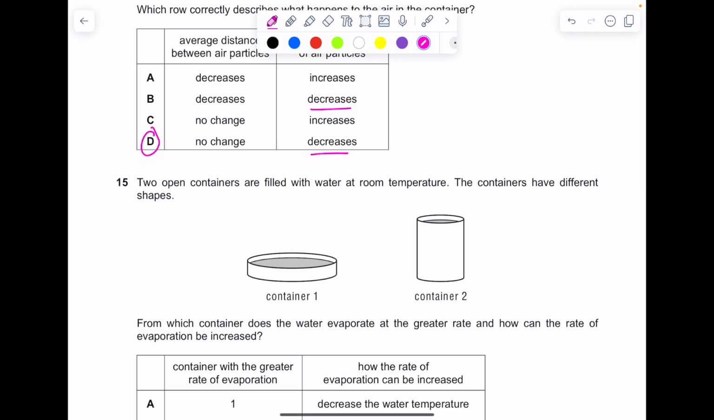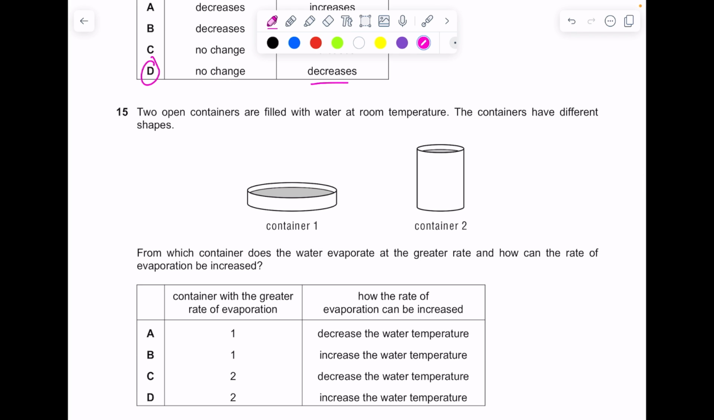Two open containers are filled with water at room temperature. The containers have different shapes. From which container does the water evaporate at a greater rate, and how can the rate of evaporation be increased? So the surface area here is greater for container 1, so I'd expect evaporation to take place faster here. And then how can we increase the rate of evaporation? Well, we want the temperature gradient to be as large as possible. So we want this to be as hot as possible, this to be as cold. So we would increase the water temperature, 15B.